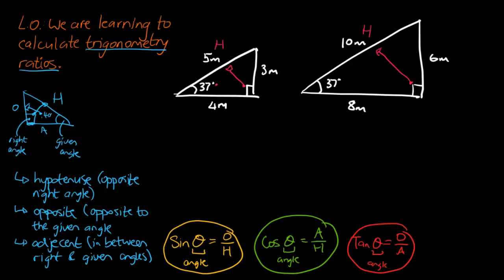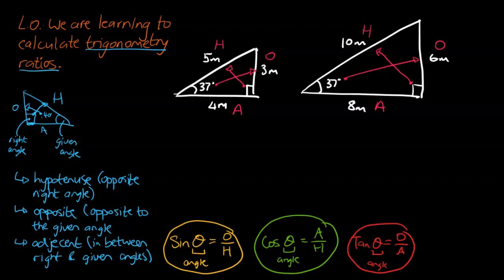So the given angle, 37 degrees, opposite to that is 3 meters, so that there's the opposite, and 37 degrees on the other triangle, opposite to that is the opposite. And then finally the adjacent, that sits between the given angle and the right angle. So we've got the given angle here, right angle here. That means the 4 meter side must be the adjacent. And same on this side, 37 and right angle, 8 meters, that must be the adjacent.